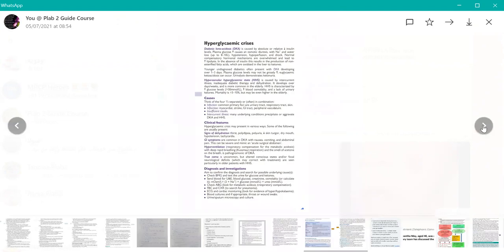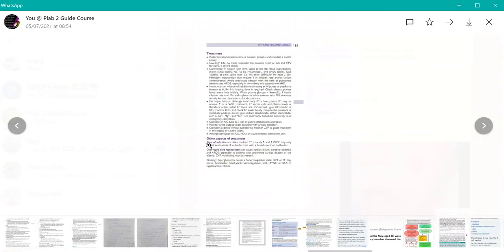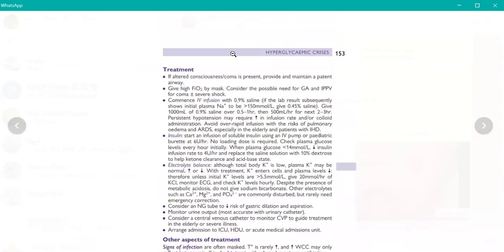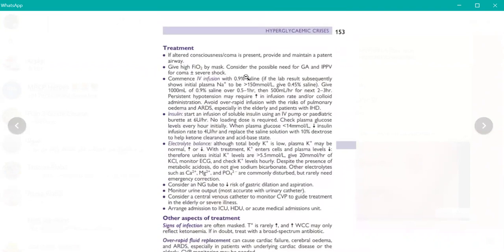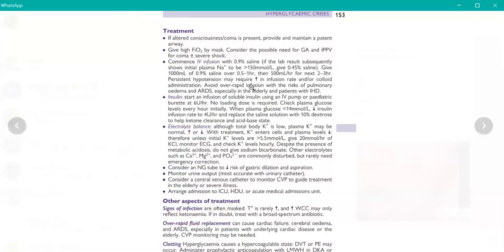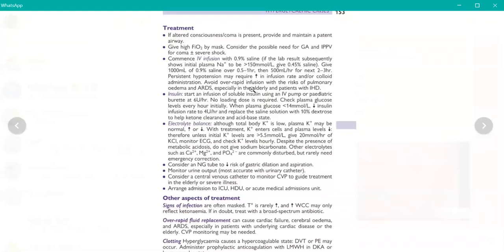Treatment, which is the most important in these stations. We have our ABCDE approach. We're going to give high flow oxygen. We'll give IV fluid. So the IV fluid will start with normal saline, 0.9% saline. We will give initially 1,000 ml of normal saline over 1 hour, and then 500 ml per hour for the next 2 to 3 hours.